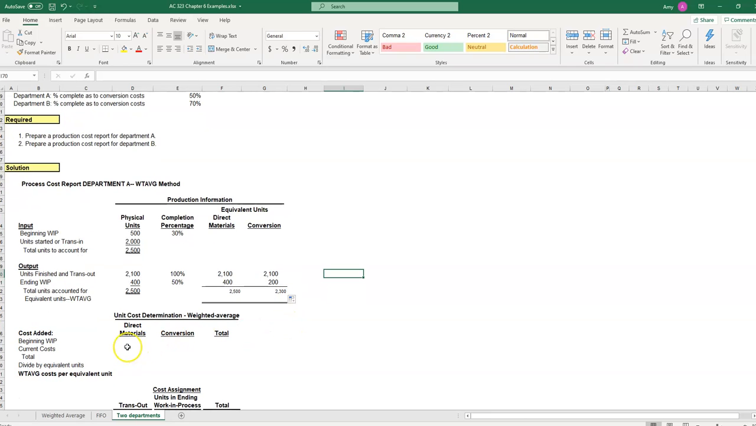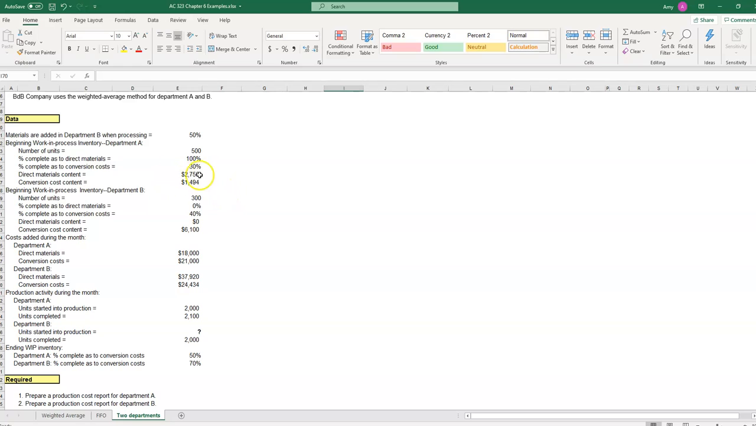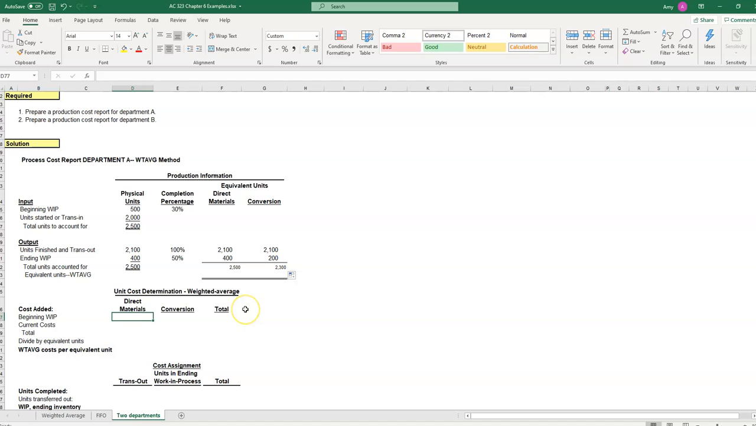Now we look at our unit cost determination. We're using the weighted average, so we combine the beginning work in process with our current costs. So we have a lot of information up here. Our beginning work in process, we had 2,750 in direct materials and 1,494 in conversion. Then we added costs during the month. We added 18,000 in direct materials and 21,000 in conversion. So we want to bring that down here.